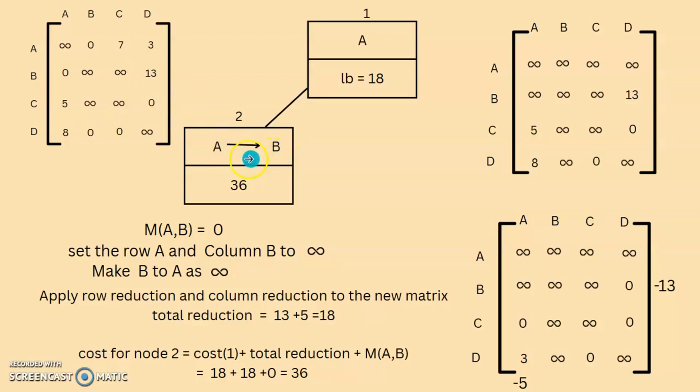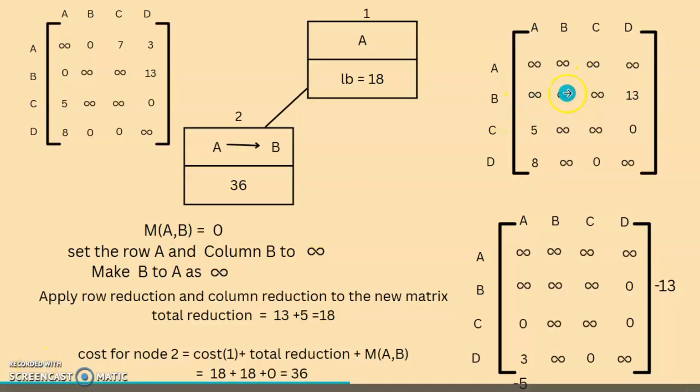A to B. So here the distance of A to B in this matrix, you refer to the entry here, 0, that is what is given here, and set the row A and column B to infinity. So in this matrix, row A and column B make it infinity. That is what is done here in this matrix, and make B to A infinity. So refer to the entry here, B to A as infinity, and all other elements we are copying from this matrix.